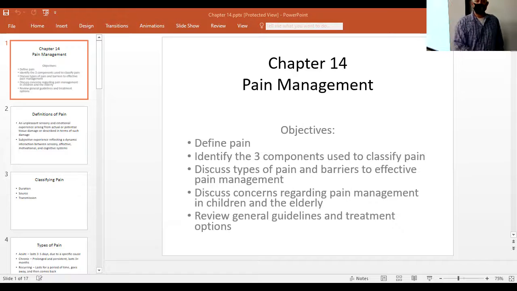So classifying pain. These are questions that you could ask. What's the duration of the pain? How long has it been going on? If it's something that comes and goes, how long does it usually last? Source, do you know what caused the pain to begin? Some people do and some people don't.